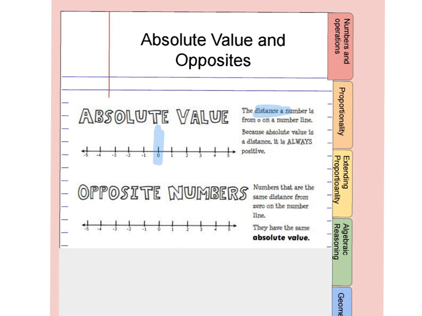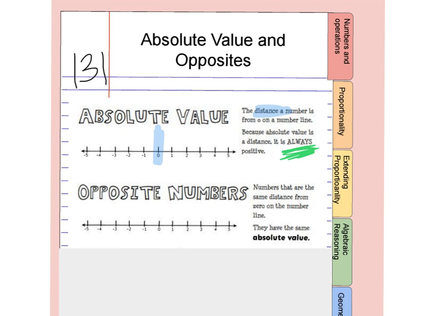Because we're talking about distance, we're seeing how far it is, it will always be a positive number. So your answer for absolute value will always be positive no matter what. Okay. So when we're talking about absolute value, we do have an absolute value symbol that we can use. The absolute value symbol looks like this. So it's two lines with a number in the middle.